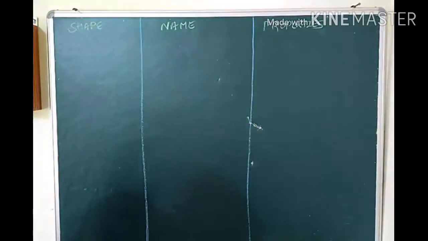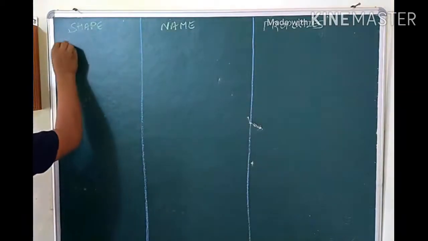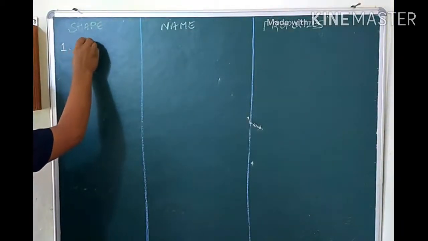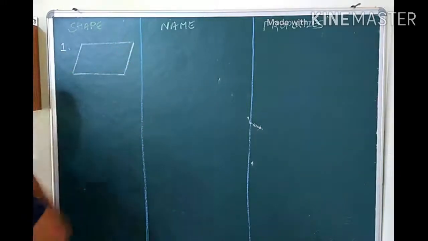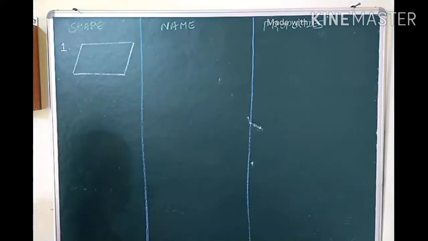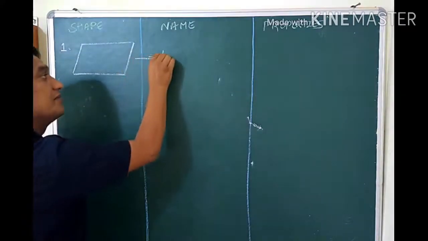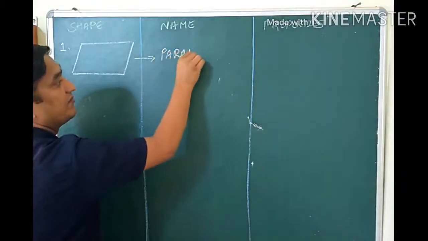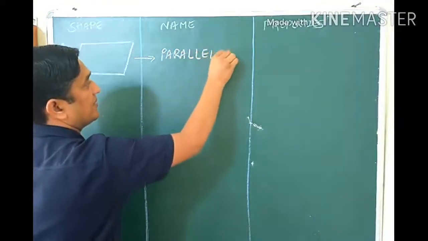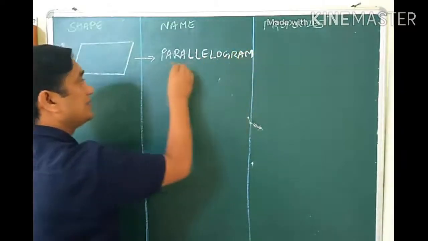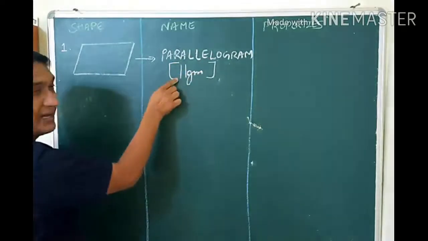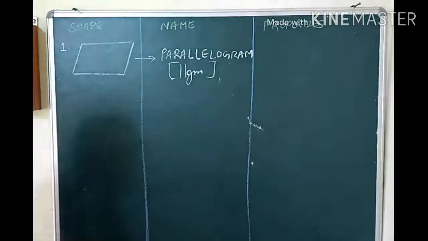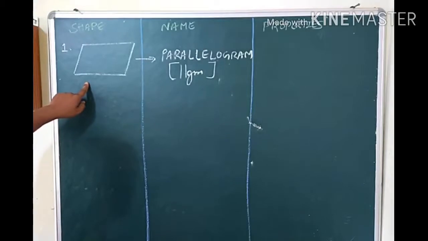Now children, look. First we will discuss what? Parallelogram. So the shape of the parallelogram is like this. This is a parallelogram. The name of this figure is parallelogram. And the symbol for parallelogram is like this, the parallel sign and then gm. Now children, you must learn the properties of parallelograms.